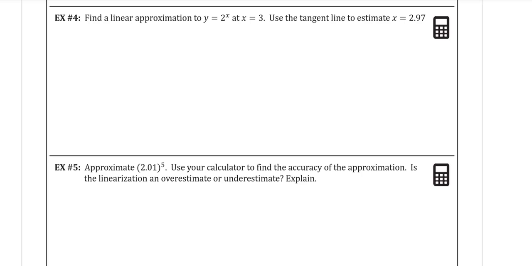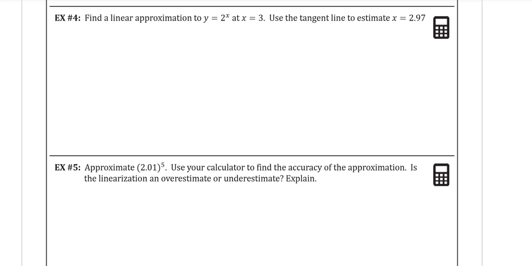This is Unit 4, Lesson 5, Part 2, Local Linearization. We're continuing where we left off in the first video by doing some more examples. Example 4: find the linear approximation to y equals 2 to the x at x equals 3, and use the tangent line to estimate the value at x equals 2.97.